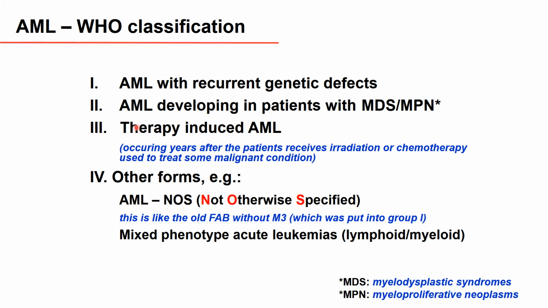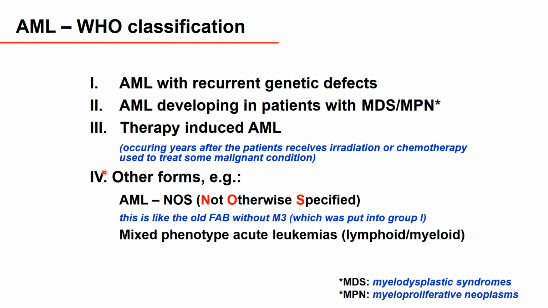The third one is a secondary, or we could say the therapy-induced acute myeloid leukemia. Usually this kind of acute leukemia develops in those patients who receive some kind of irradiation or chemotherapy for some other malignant reason, for example, testicular tumor or lung tumor or prostatic cancer or breast cancer, and this kind of chemotherapeutic agent or radiation leads to the development of acute myeloid leukemia.